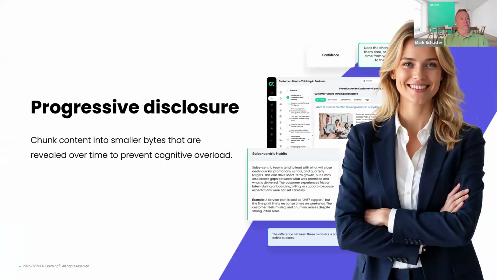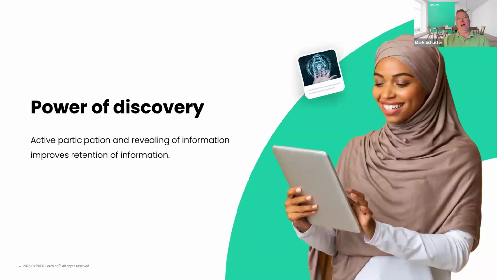So after progressive disclosure, we're now going to look at the power of discovery. And this really gets back into the learning styles that we talked about earlier. So the power of discovery is allowing active participation and revealing of information that helps to improve retention. So this is where we get into the different learning styles and the kinesthetic learning. So as much as you can read and learn, if you're actively engaging and clicking to reveal information, that helps to improve the retention of information.